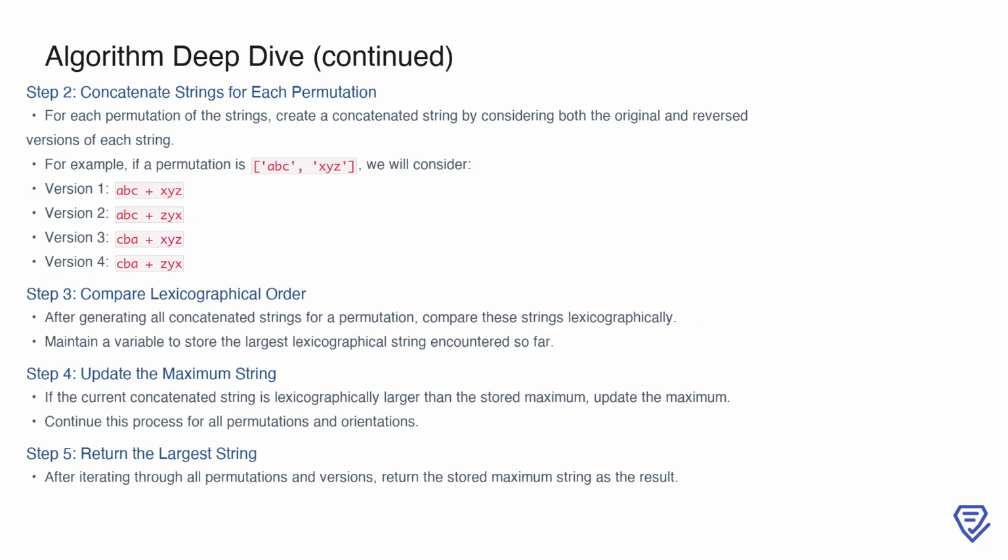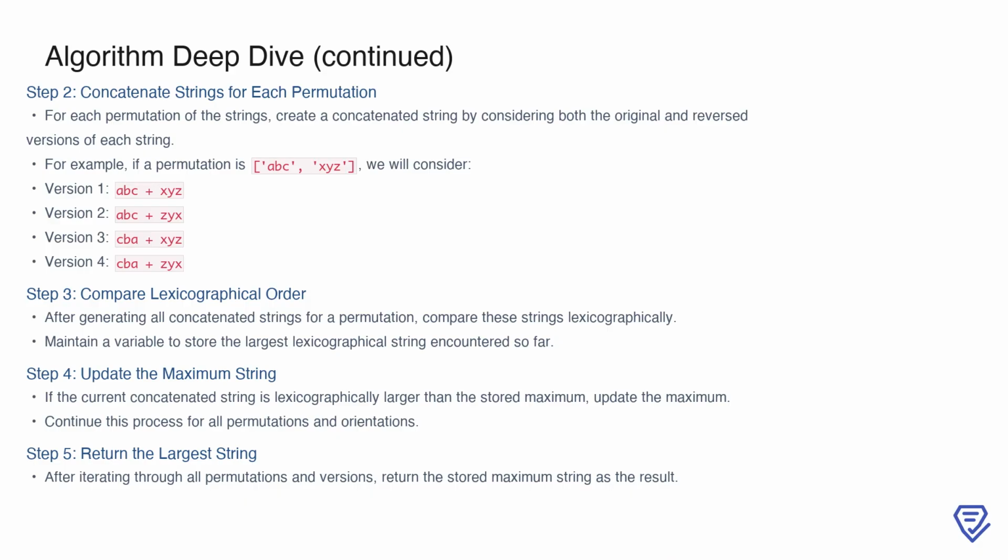Once we have all the permutations, the next step is to concatenate the strings for each permutation. For every permutation, we consider both the original and reversed versions of each string. For example, given a permutation like AB, XY, we generate the concatenated strings ABXY, ABYX, BAXY, and BAYX. After creating all these concatenated strings, we then compare them lexicographically. This allows us to identify the largest string among them.